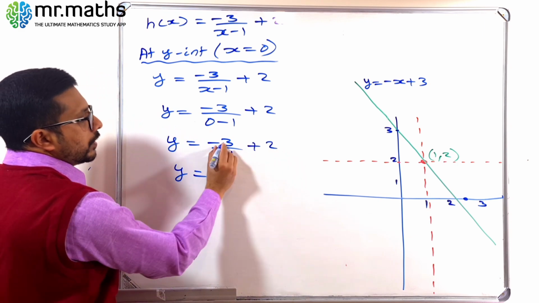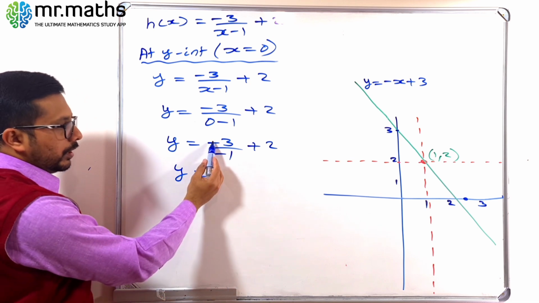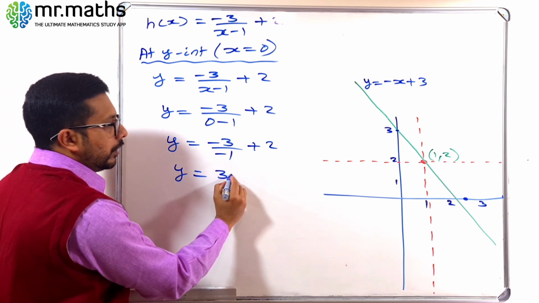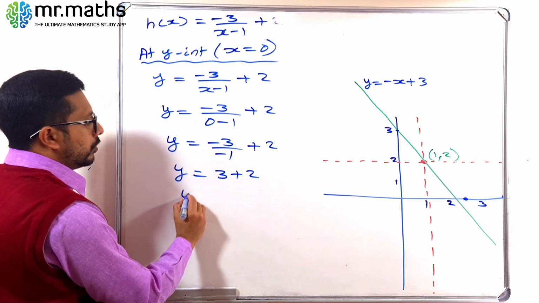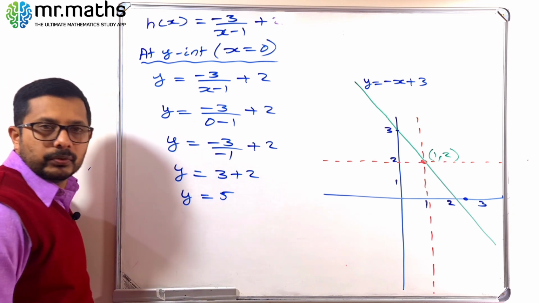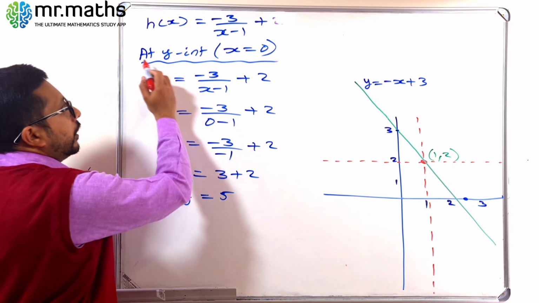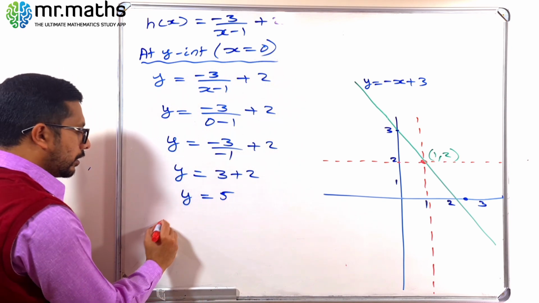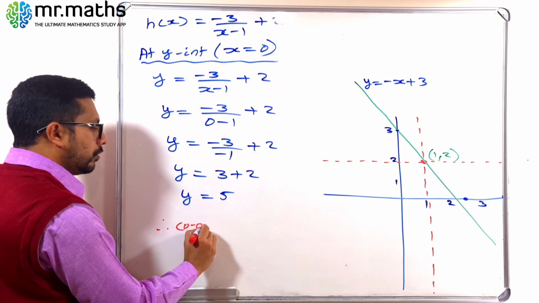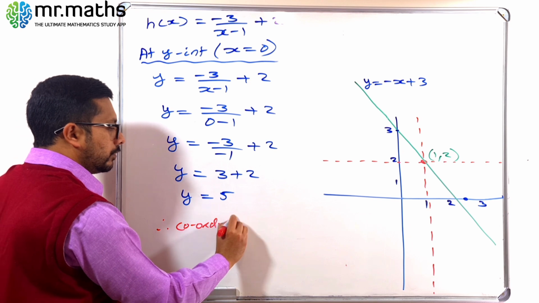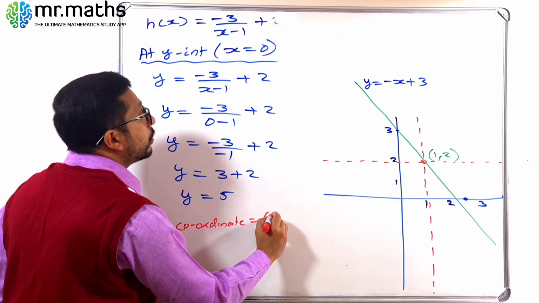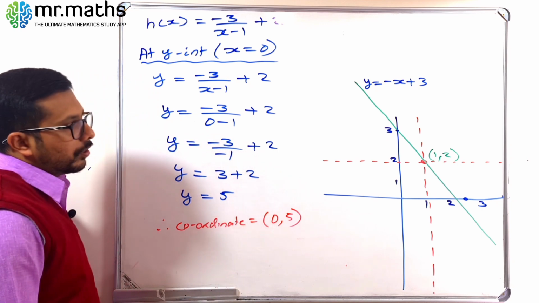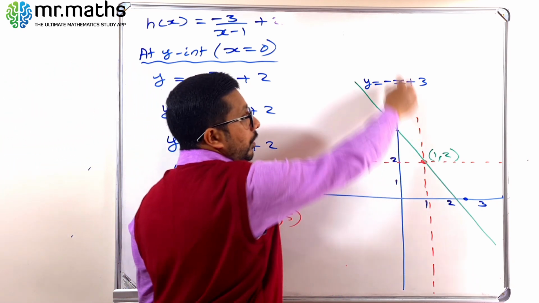What is minus 3 by minus 1? Minus divided by minus is positive, 3 by 1 is 3. 3 plus 2, so y is equal to 5. It means that at the y-intercept, x is 0 and y is 5. So what is the coordinate? Therefore, the coordinate is x 0, y 5. y 5 means somewhere there.